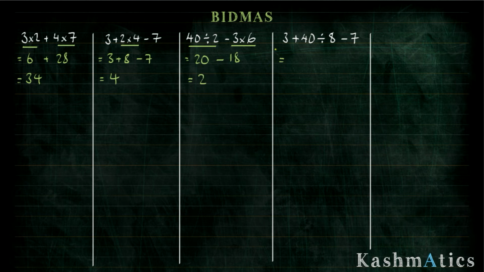And the last one, no brackets, no indices, but there is a division. So let's underline that and do that first. 3 plus 5 take away 7. Okay, 5 because 40 divided by 8 is 5. Now, because there's only additions and subtractions left, I can just do them. 3 add 5 is 8. 8 take away 7 is 1. Okay, so there's 4 more examples for you to make a note of. So pause the video if you need to, and then we'll move on to some questions.